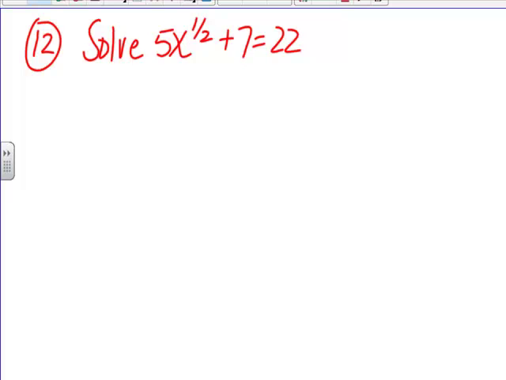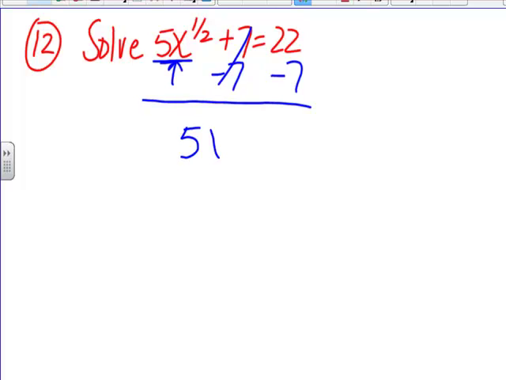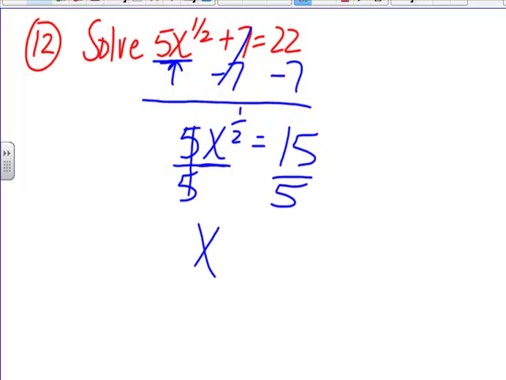Okay, here we go, trying to get through this before I eat too much time up on my clock here. Just another one to solve. Same old, same old. Whenever you're trying to solve and you've got an x, you've got to get it alone. So if I have 5x to the half equals 22 minus 7, which is 15. Now you might be tempted to do something here, but you want this alone. So I'm going to divide this 5 out. So I have x to the half equals 3.